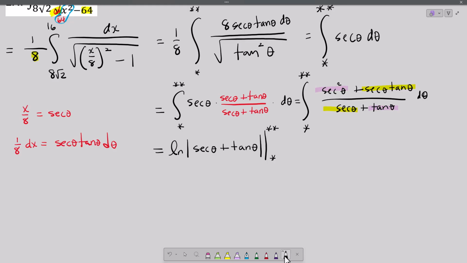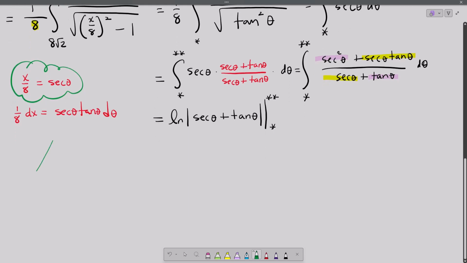Okay, so that's where we're at. We've got the natural log of this quantity. We need to convert back to x's. And our gateway back to the x's is through this equation right there. That tells us how to change x's into thetas or thetas into x's. And that equation is used to build a triangle that shows us all 6 trigonometric relationships for theta. So this triangle is going to be how we can convert these things back into x's.